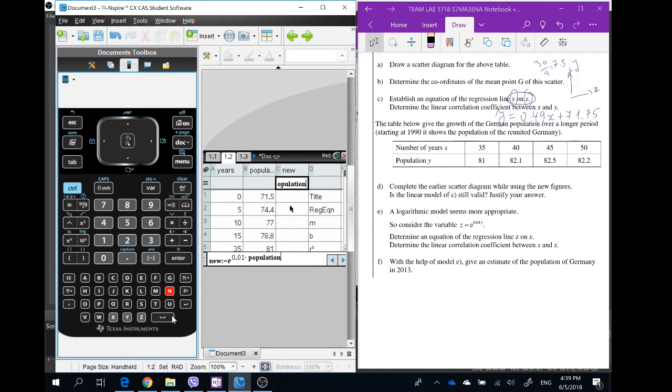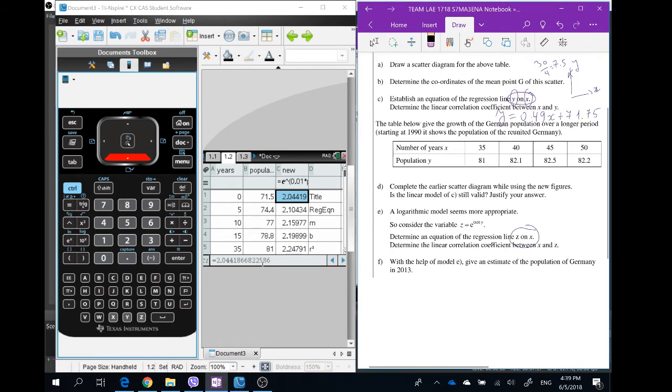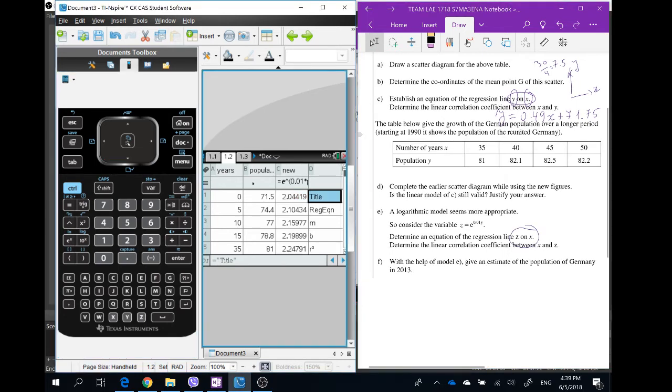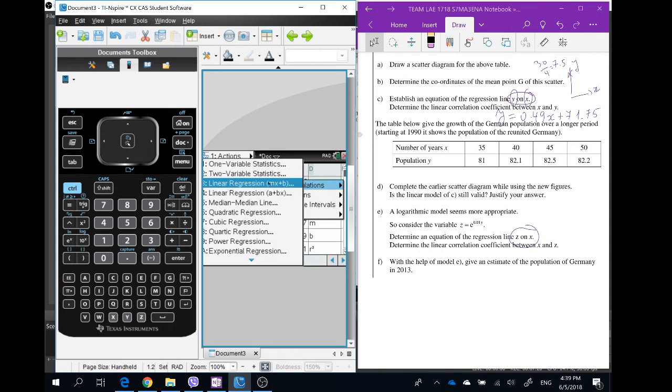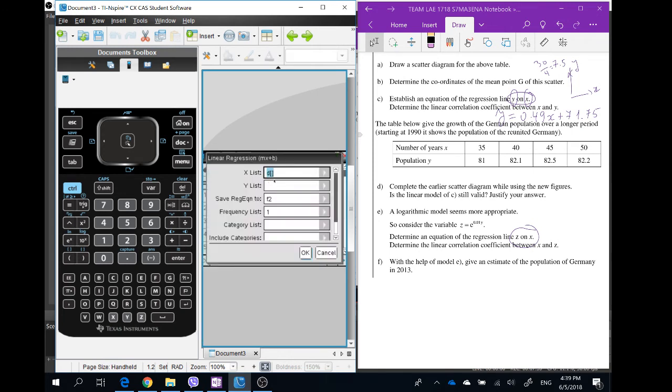See, here I have the formula. When I click enter, I have all the values here calculated automatically. Determine the equation of the regression line z on x. If you remember, here was y on x, here it's z on x, so I just have to remember it's D here: menu, statistics, stat calculations, regression line. I will start from D.